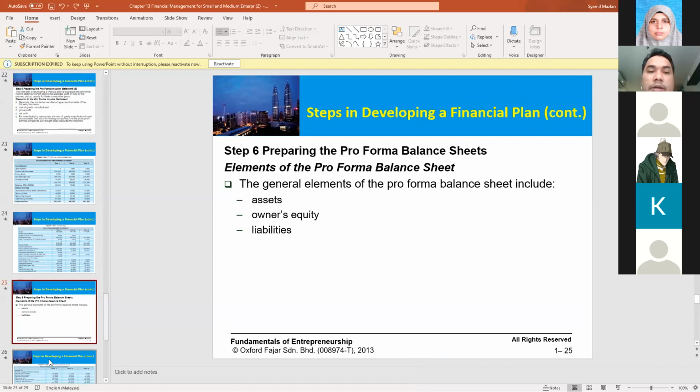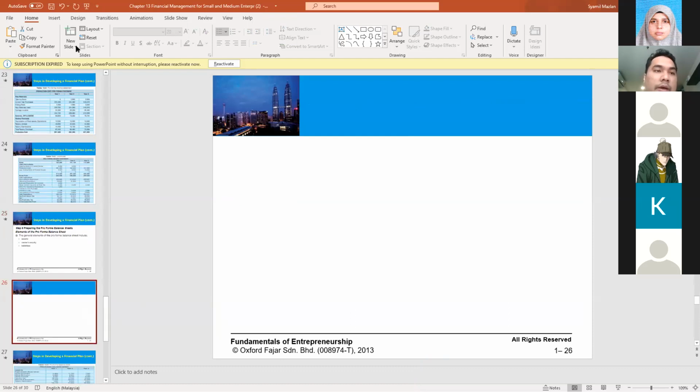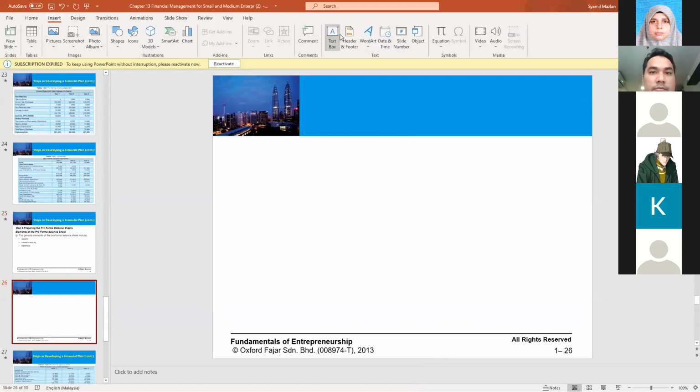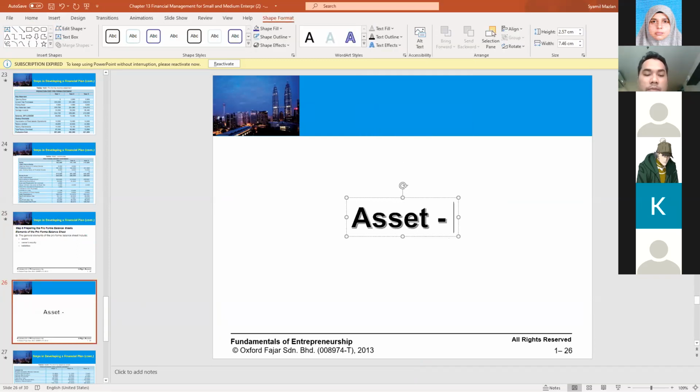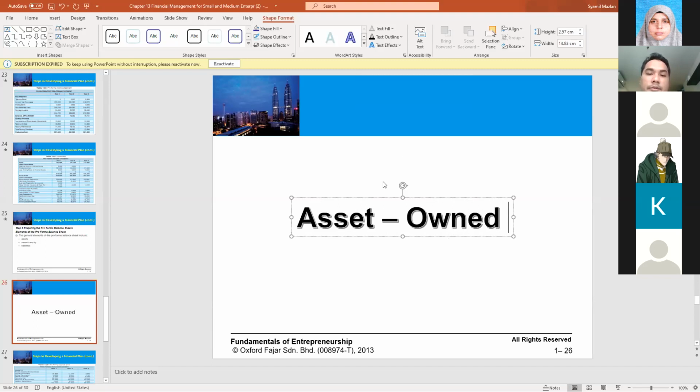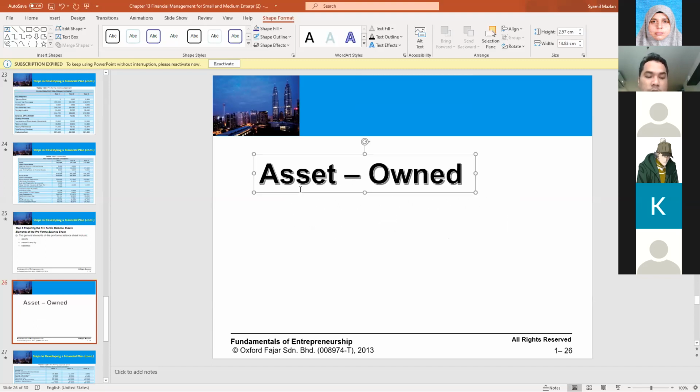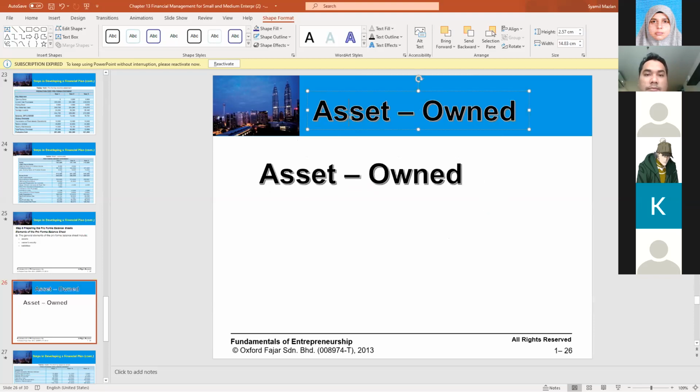This is about the balance sheet. Remember, these are the three elements in the balance sheet: asset, owner equity, and liability. Let me recap. What is meant by asset? Asset is something that you own. The formula is that asset equals liabilities plus equity.